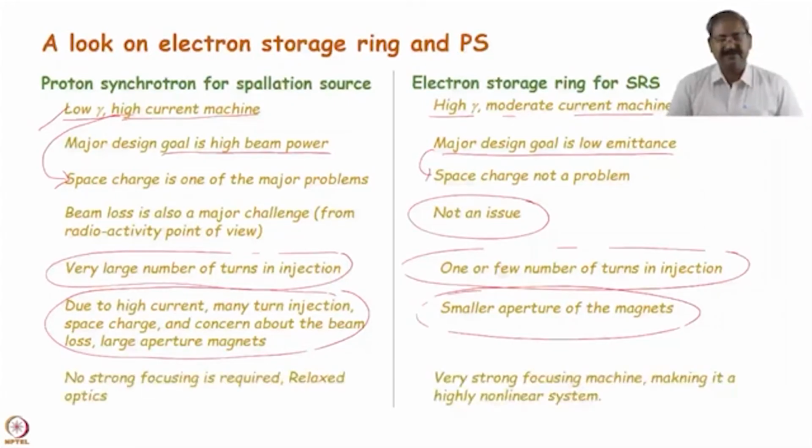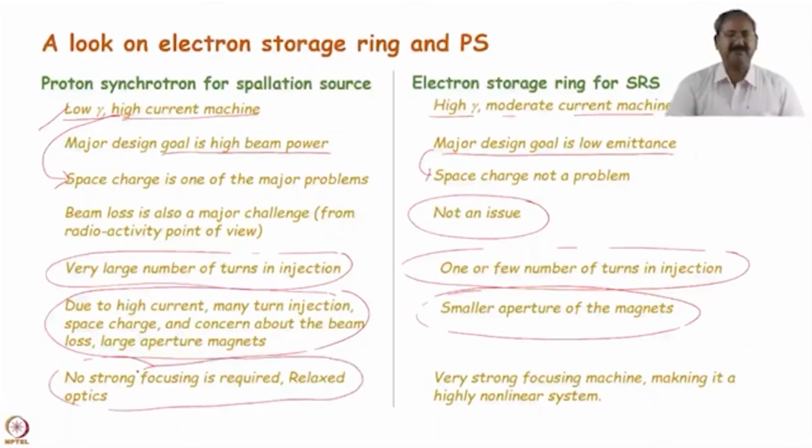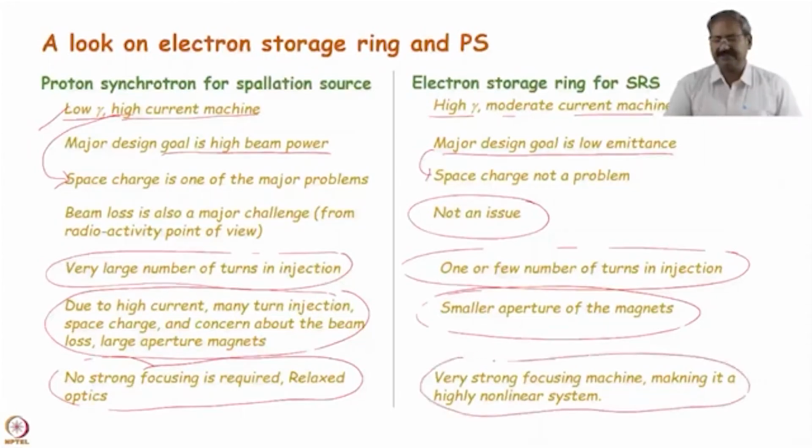The one thing which is easier than the electron machine is the lattice. We don't need very strong focusing because we don't want very small beam sizes. So the lattice or magnetic arrangement can be such that we have a very large beam, meaning we have a relaxed lattice. We are not having very strong focusing quadrupoles or very tight focusing machines. Here very strong focusing machines are there in the case of electron.